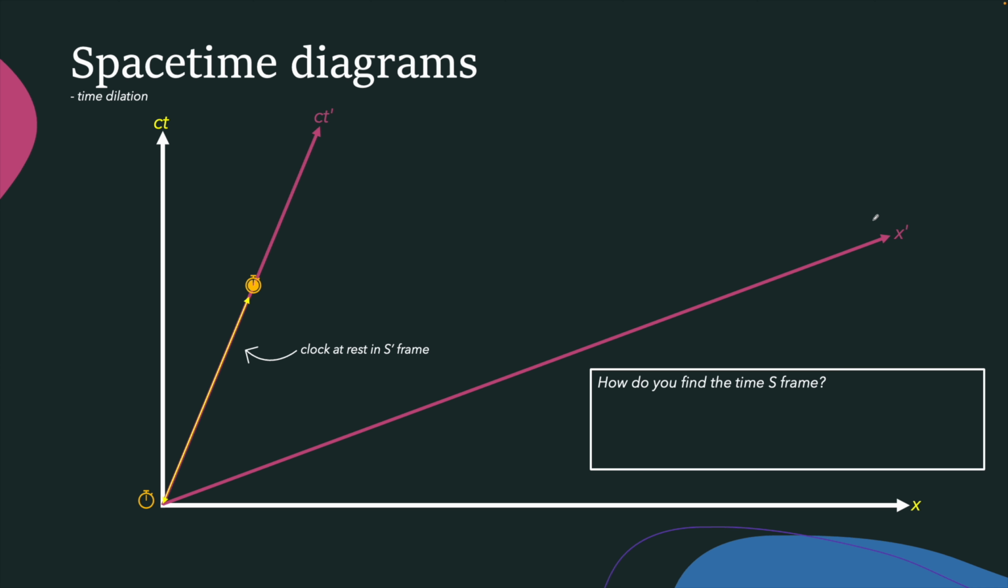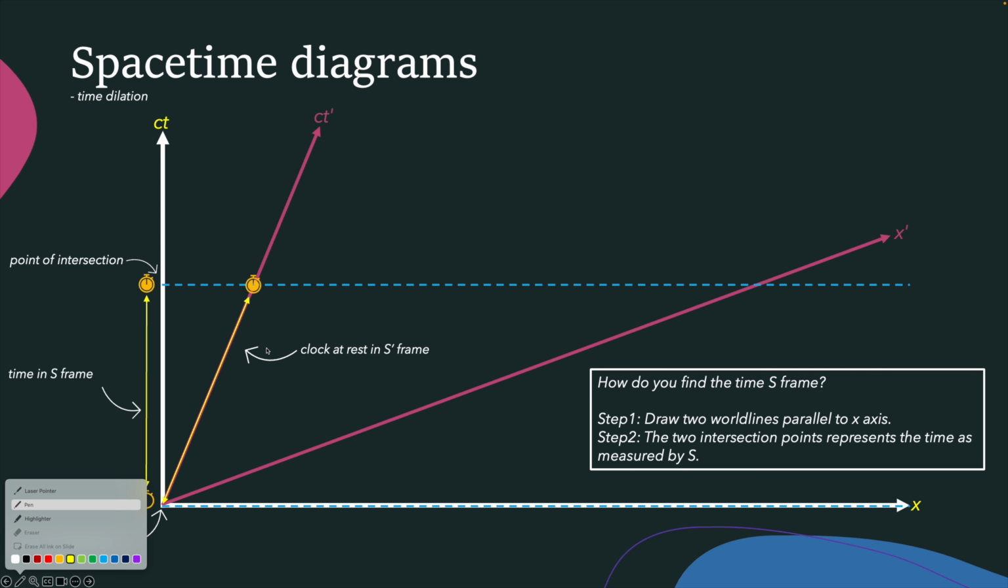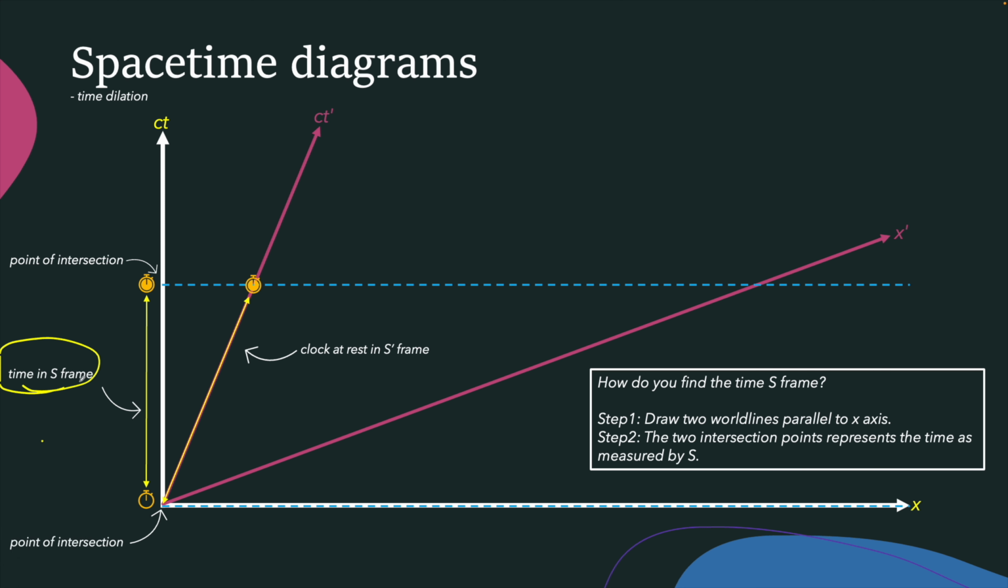Similarly, if the clock is at rest on S prime frame, this time you're not going to draw parallel lines to your X prime frame. No, you will not draw parallel lines to your X prime frame. Instead, you will draw parallel lines to your X frame. And that point of intersection will give you the time in S frame.